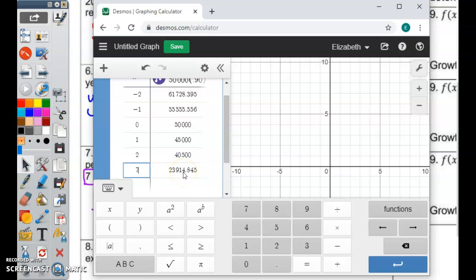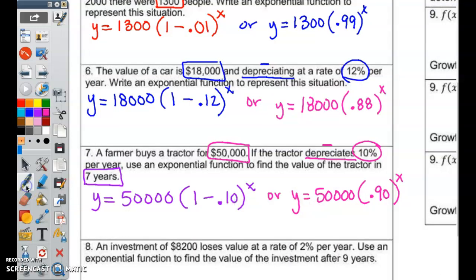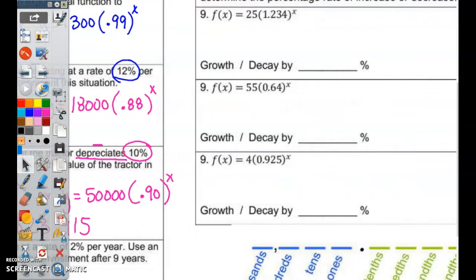You don't have to round everything. But if we're talking about money, it's going to be about $23,915. I just rounded. So in 7 years, the tractor is about $23,915. Okay? So you guys are going to do number 8 by yourselves. Let's go to the next page.